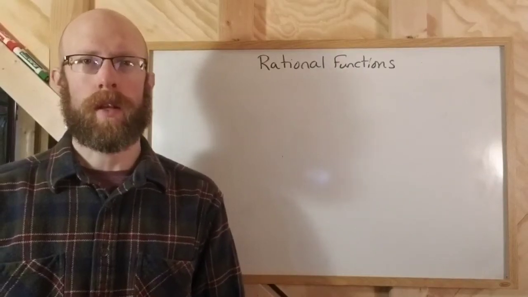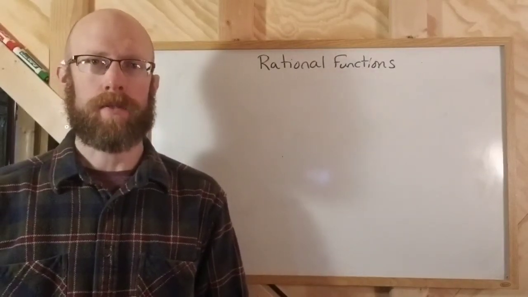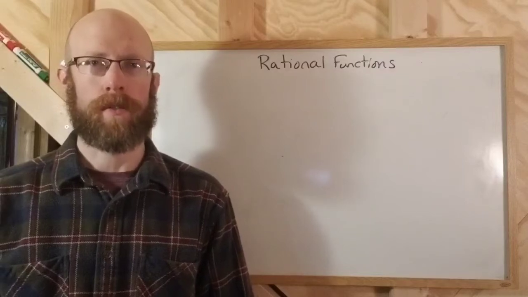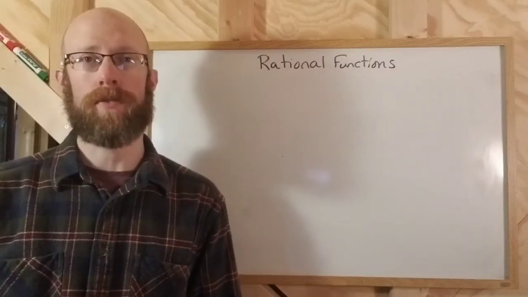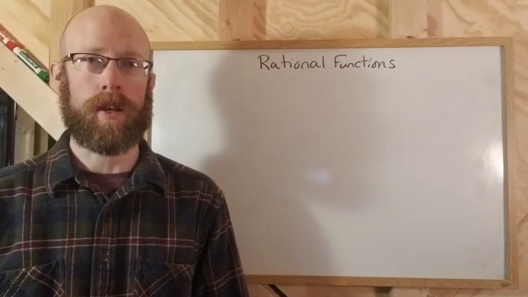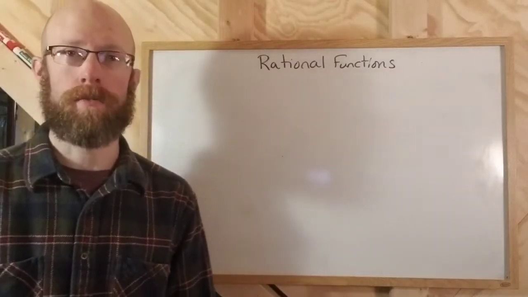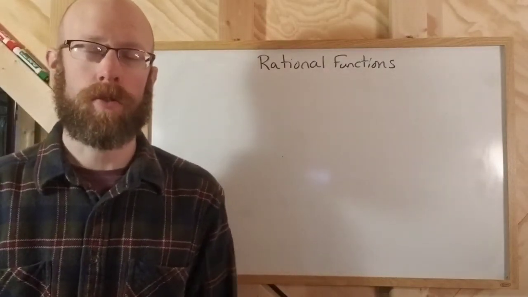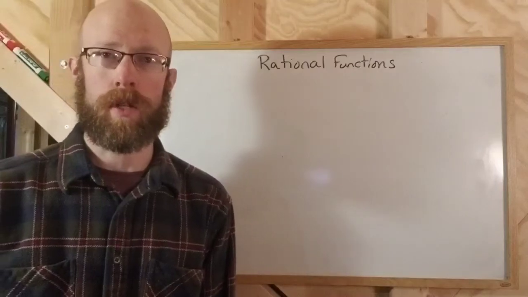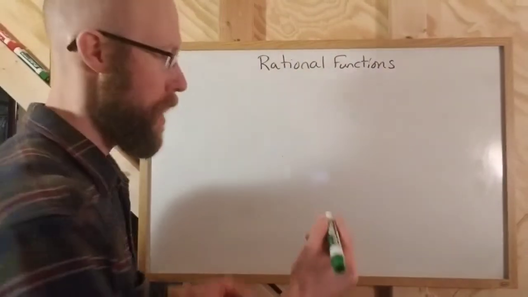Now I really want to get into studying the asymptotes of a rational function. Really there are three different types of asymptotes that we could see. We've already seen vertical and horizontal asymptotes, particularly with the reciprocal function that we looked at in the past.